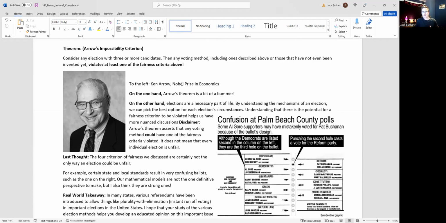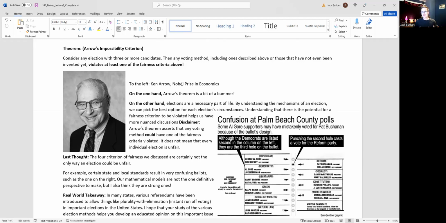On the one hand, this is a bit of a bummer of a result, but on the other hand, elections are a necessary part of life. By understanding the mechanisms of an election, we can pick the best option for each election's circumstances. And understanding that there's a potential for fairness criteria to be violated helps us have more nuanced discussions surrounding elections, right? No one method of election is going to be better than the others. We have to compare their merits and how they work against each other.